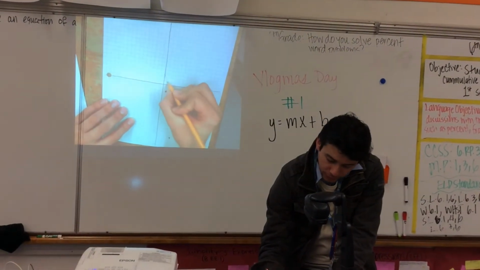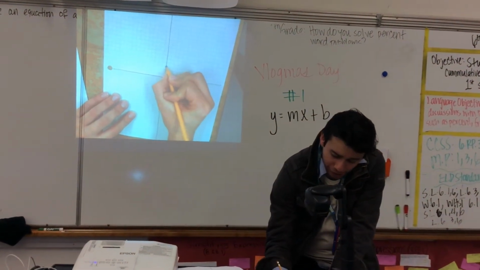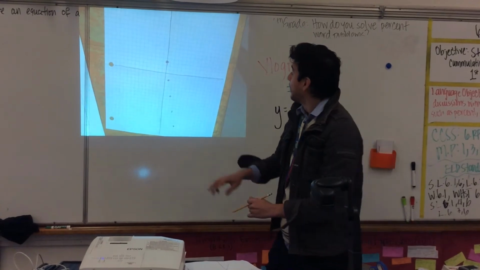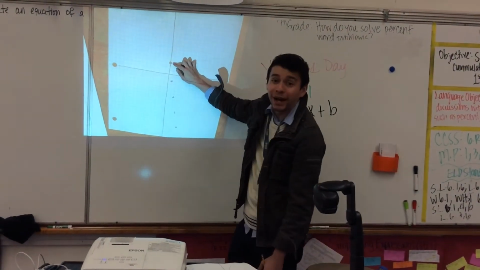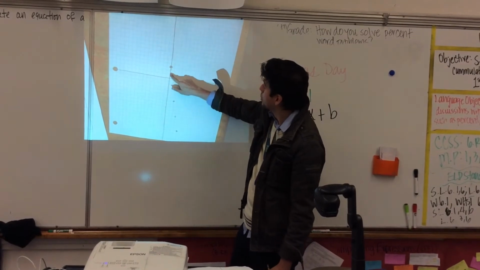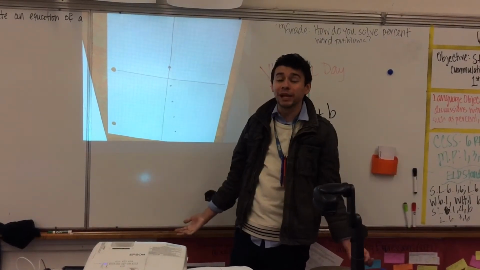1, 2, 3, 4, 5. Boom! Look at this! Right there! That one right there is your Y-intercept. That's what you wanted. So your Y-intercept is 1, 2, 3, +3.